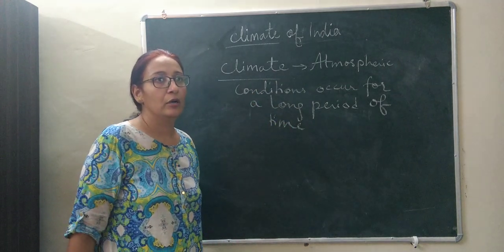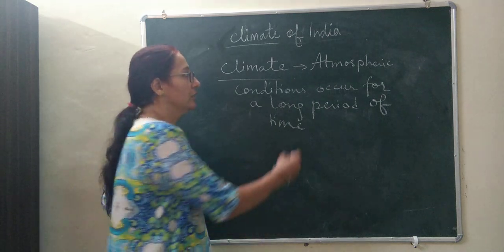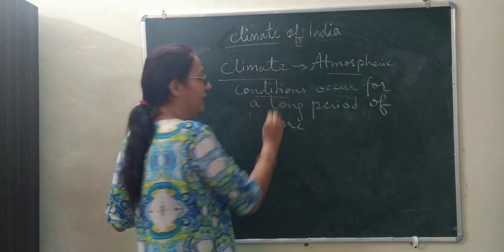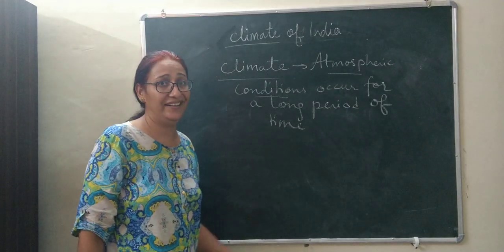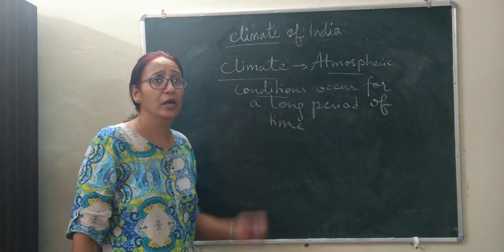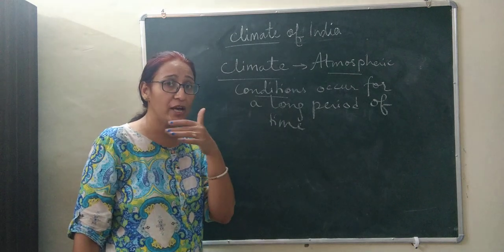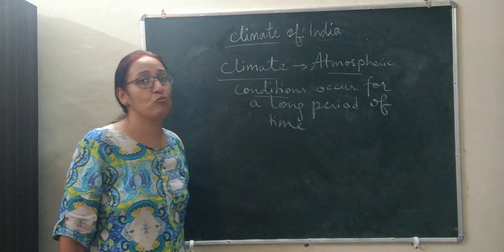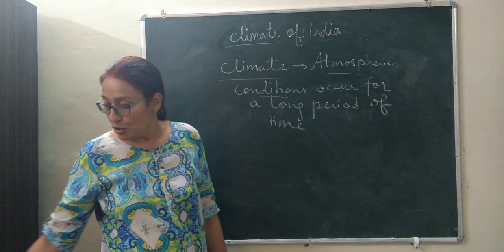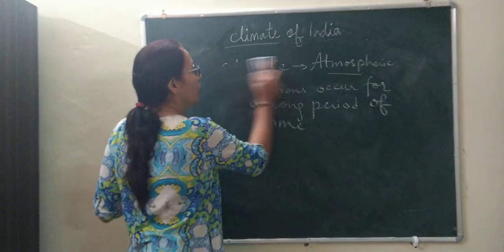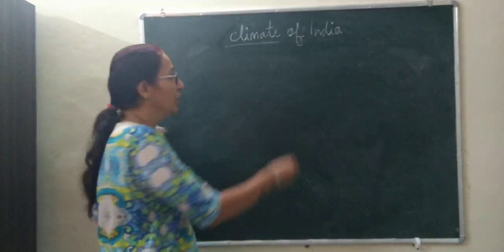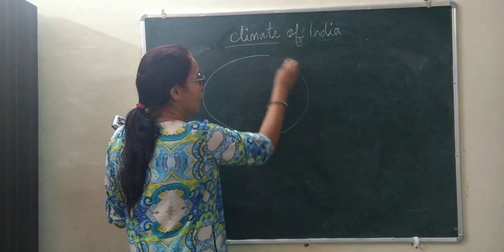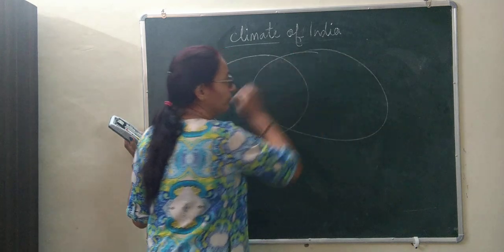So here, between these two definitions, this term is common: atmospheric conditions. What do we mean by atmospheric conditions? Like temperature, humidity, rainfall, sunshine. So these are the atmospheric conditions. Next we will learn the differences between weather and climate with the help of a Venn diagram.